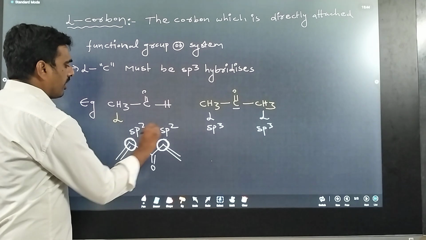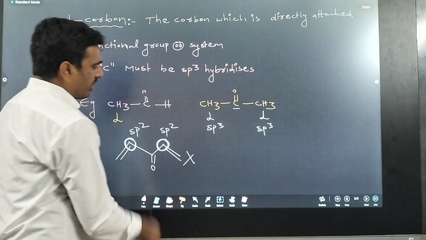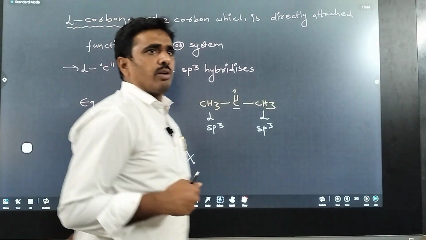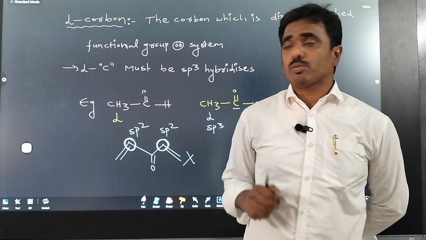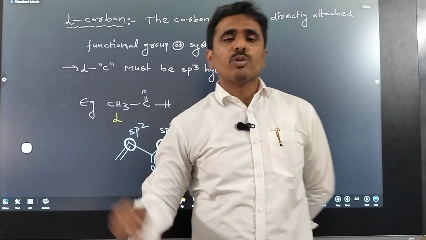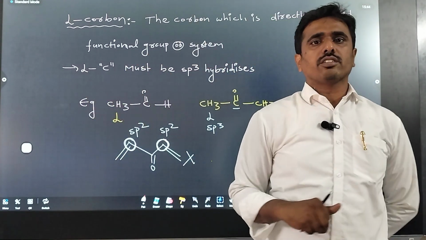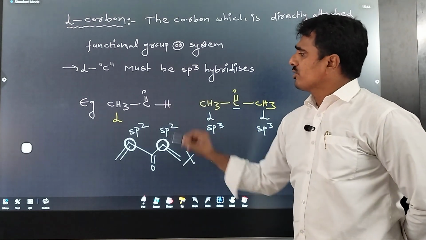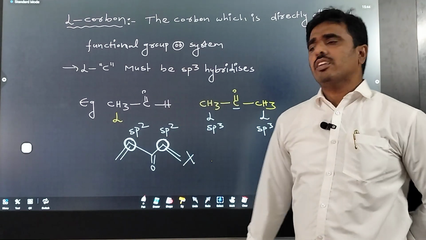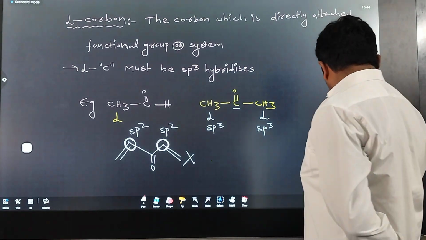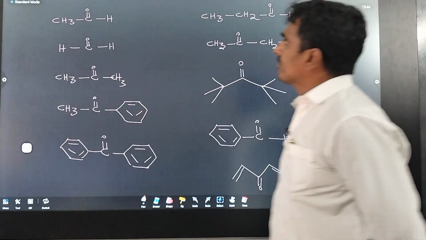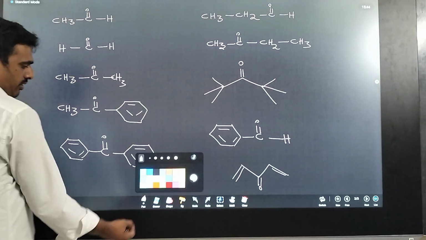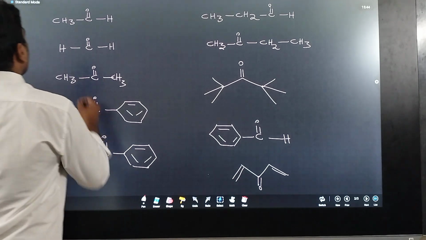So sp2 hybridization. This type of compound does not participate in aldol condensations. In our examinations, the examiner asks the question: which of the following compounds participate in aldol condensation? That means the compounds which contain alpha hydrogen participate in aldol condensation. So this one participates in aldol condensation.